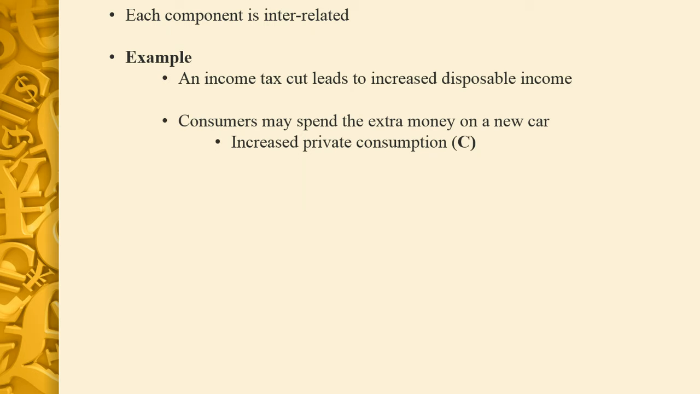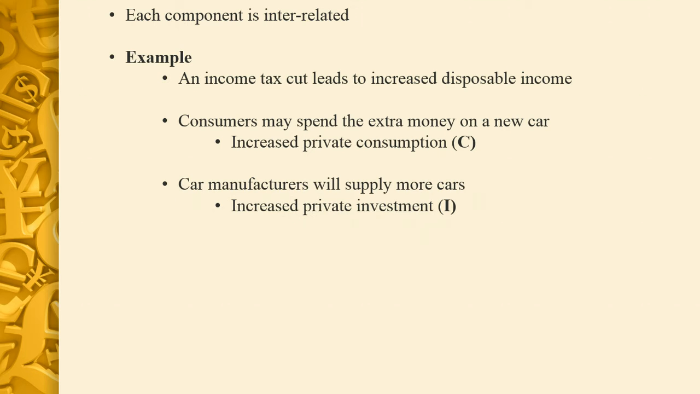Consumers decide, you know what, I've got a bit extra money, I'm going to go and buy a new car. So that's increased private consumption, isn't it? Yes, of course it is. It was a rhetorical question. I didn't really expect you to answer me. Car manufacturers will now supply more cars because people are buying cars because of the increased disposable income. So that's increased private investment, which is our I component.